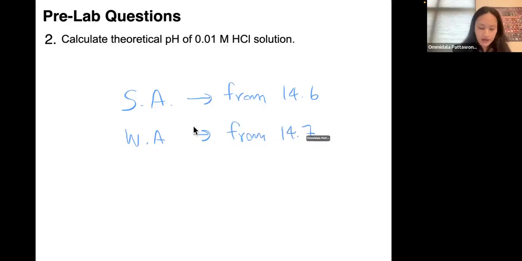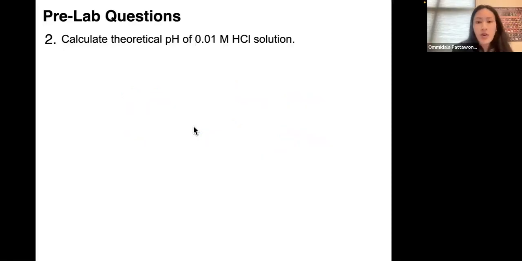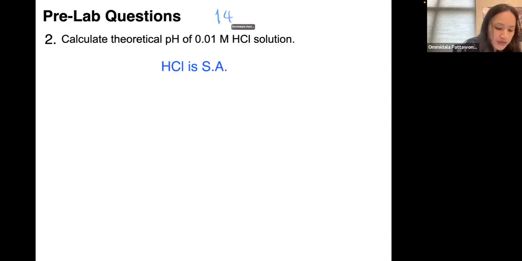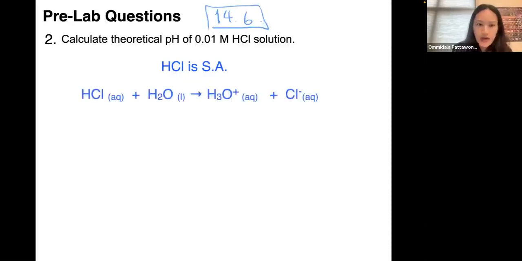Okay, so what do I mean by that? Let's take a look at this one. Hydrochloric acid is one of the 6 strong acids, so I'm going to follow the procedure from chapter 14.6. Set up an equation first. In this case, we are going to react hydrochloric acid with water, and that is going to yield hydrogen ion and chloride ion.